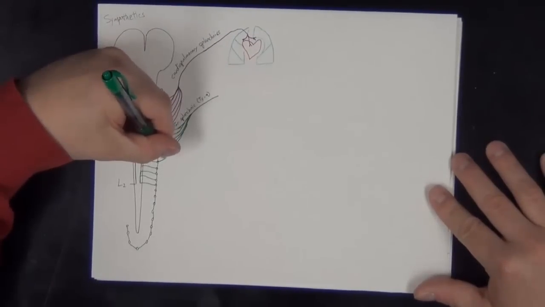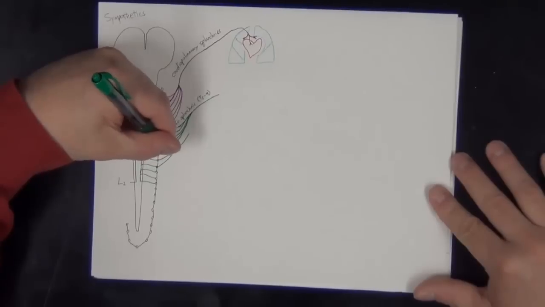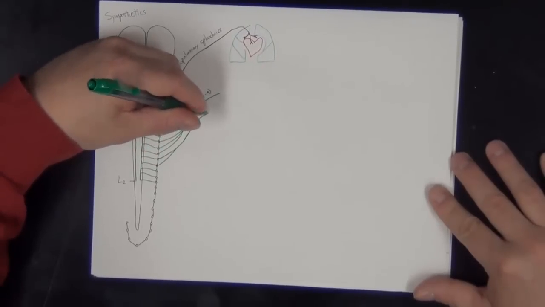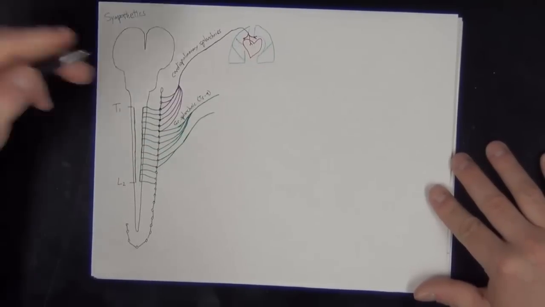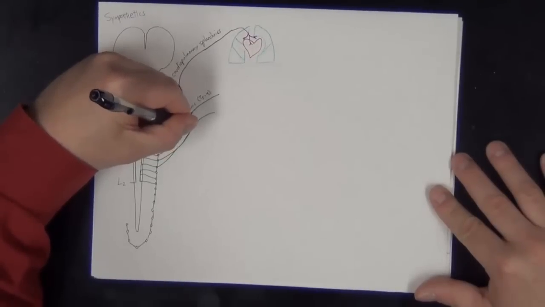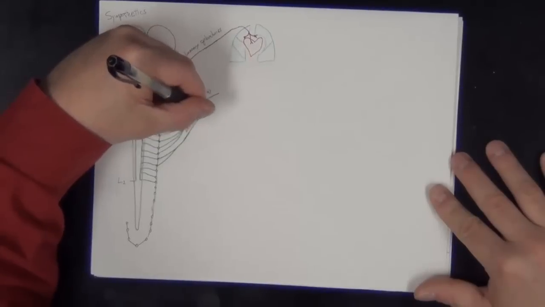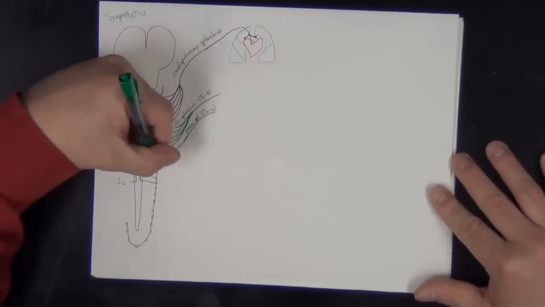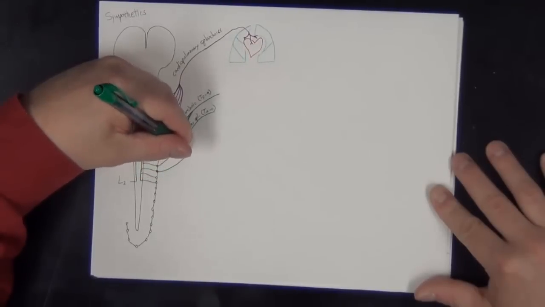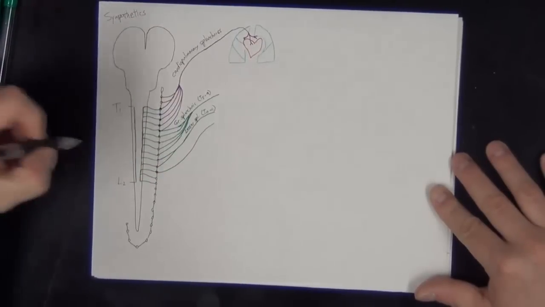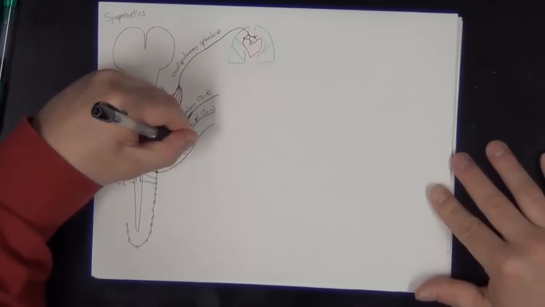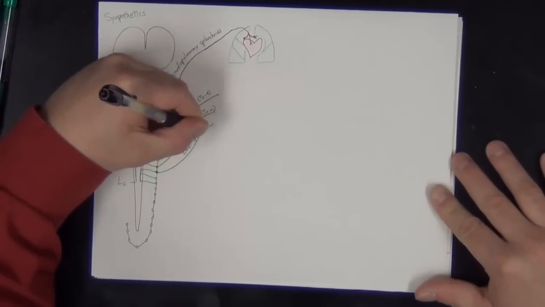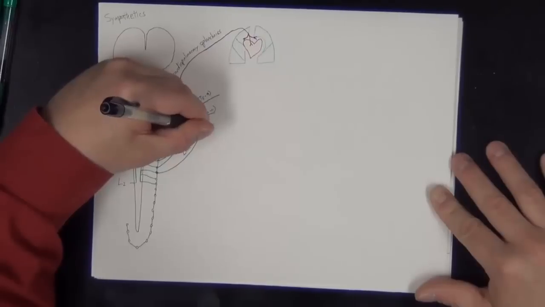And then from T10 and 11, we get the not too creatively named lesser splanchnic nerve, and that's going to be T10, 11. And last, and by definition least, is the least splanchnic nerve. And it's coming from T12.